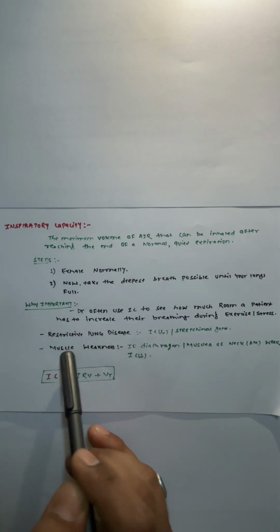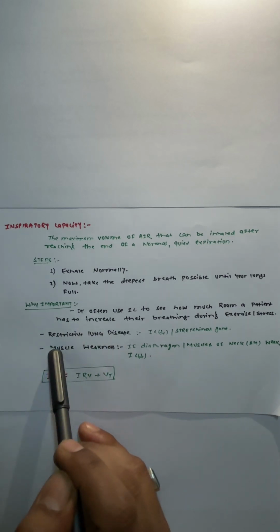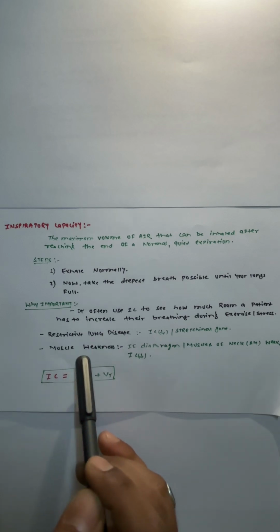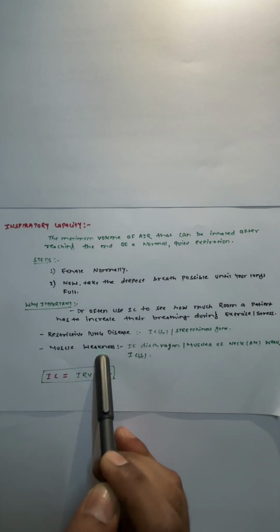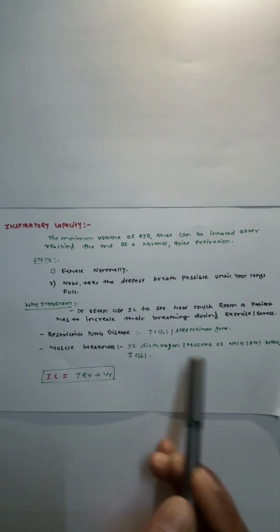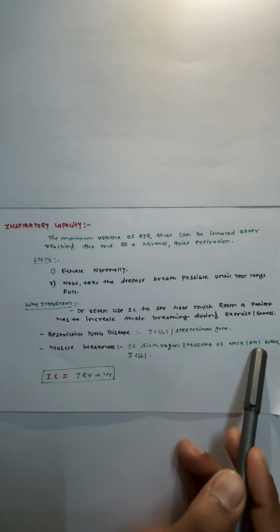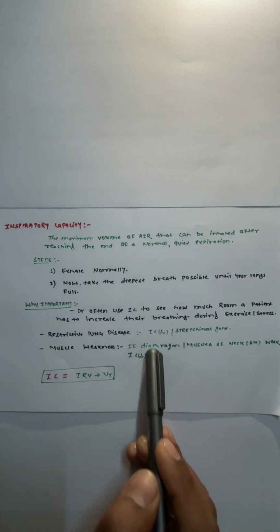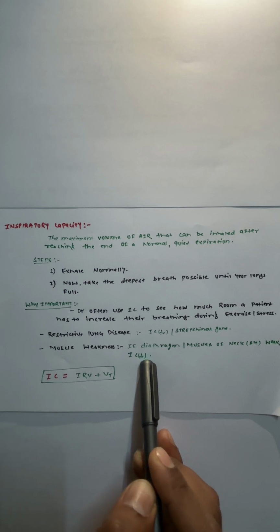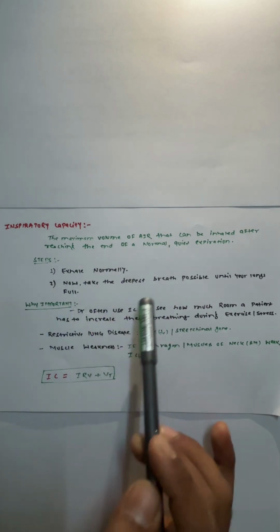We can also find out about muscle strength. In muscle weakness, if the muscles of respiration get weakened, like the diaphragm or the muscles of the neck, that is the accessory muscles, then the inspiratory capacity will decrease. So this is all about inspiratory capacity.